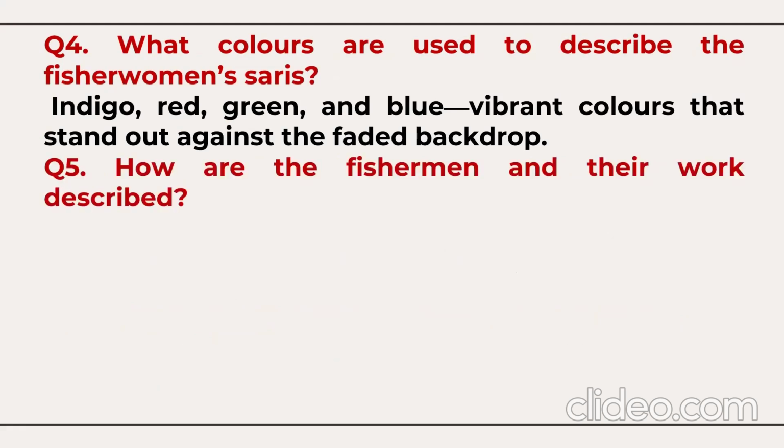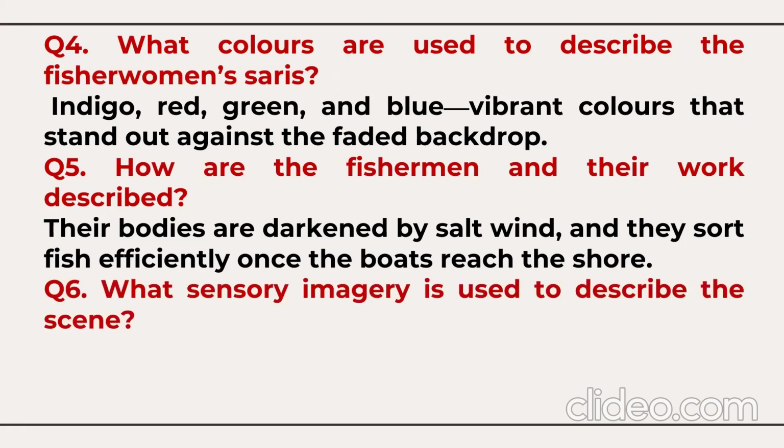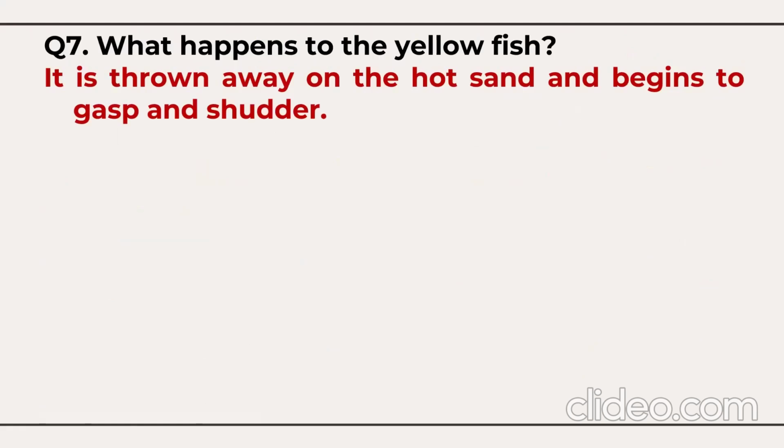How are the fishermen and their work described? Their bodies are darkened by salt wind, and they sort fish efficiently once the boats reach the shore. What sensory imagery is used to describe the scene? The text uses many visual colors, the feel of hot sand, the sound of tired voices to create a sensory collage. Then what happens to the yellowfish? The yellowfish is thrown away on the hot sand and begins to gasp and shudder.